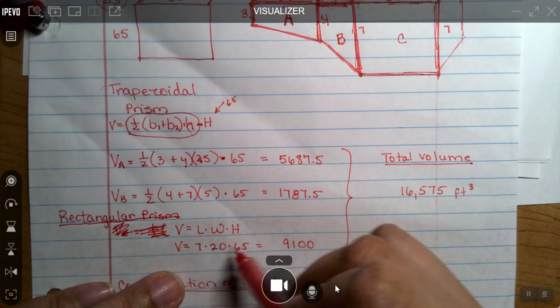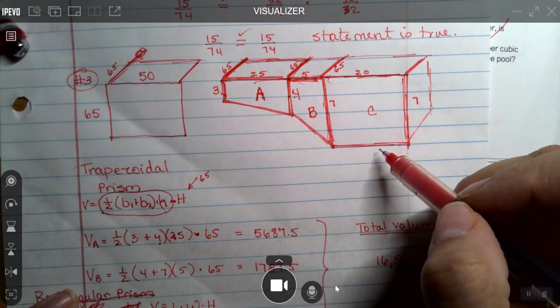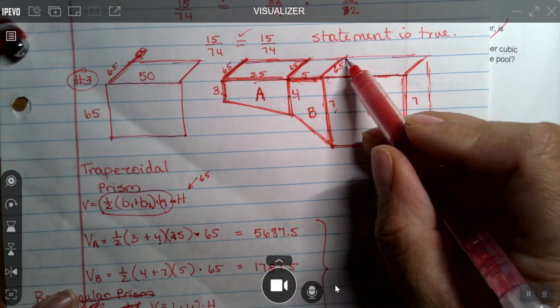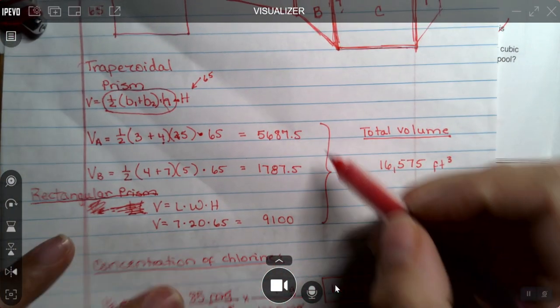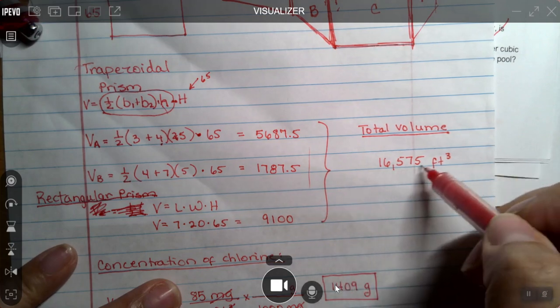The rectangular prism, 7 times 20 times 65, is 9,100. I added these three numbers together and I got this.